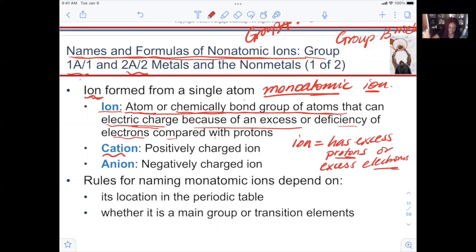So we're told here the cation is positively charged because remember it has excess protons. So it lost electrons, so it ends up with too many protons compared to electrons. An anion is negatively charged because it has excess electrons. It didn't lose electrons, but it gained extra electrons. So now it finds itself having extra electrons.